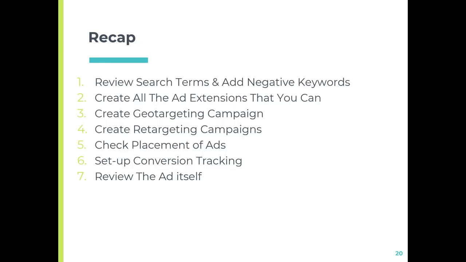And then to recap, here are 7 habits. Make it a habit to review your search terms and add negative keywords. Make it a habit to create all the ad extensions that you can. Create those geo-targeting campaigns and retargeting campaigns, whether through search or display. Check the placement of the ads, set up conversion tracking, and review the ad itself.